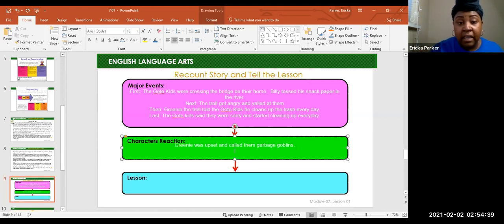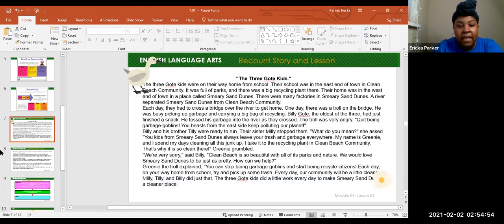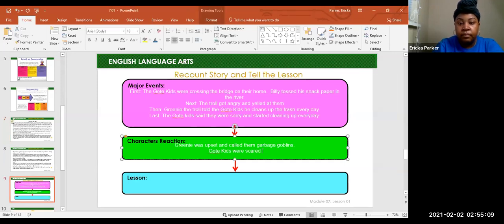Okay. When he said that to the kids, the characters, the Goatee kids were scared. And what else happened? Let's go back. Sometimes you have to go back to the story. Okay. They were scared. They apologized, or they said they were sorry and asked how they can help.